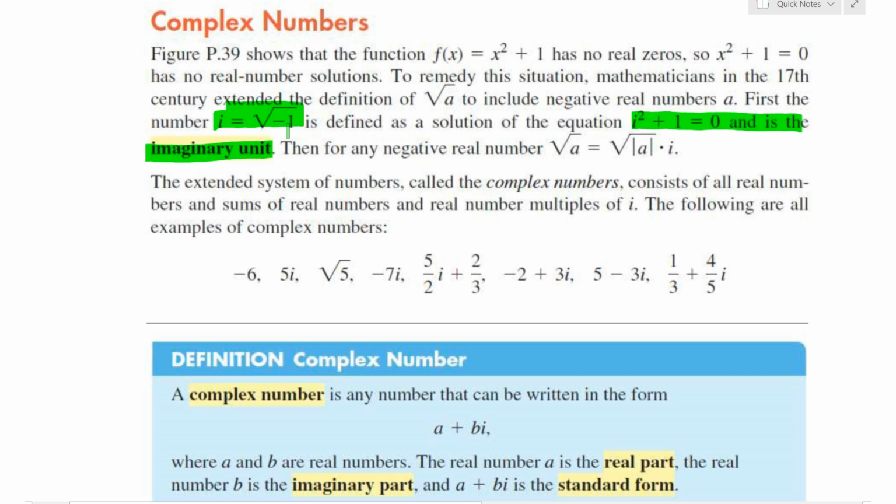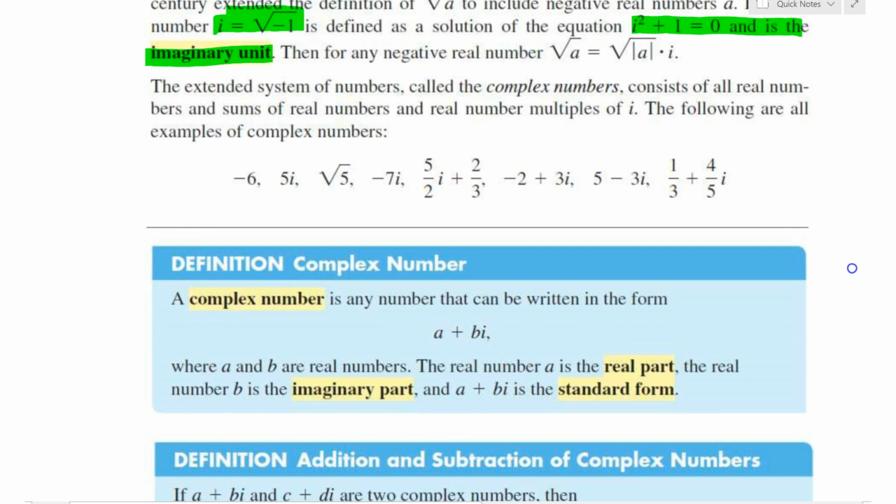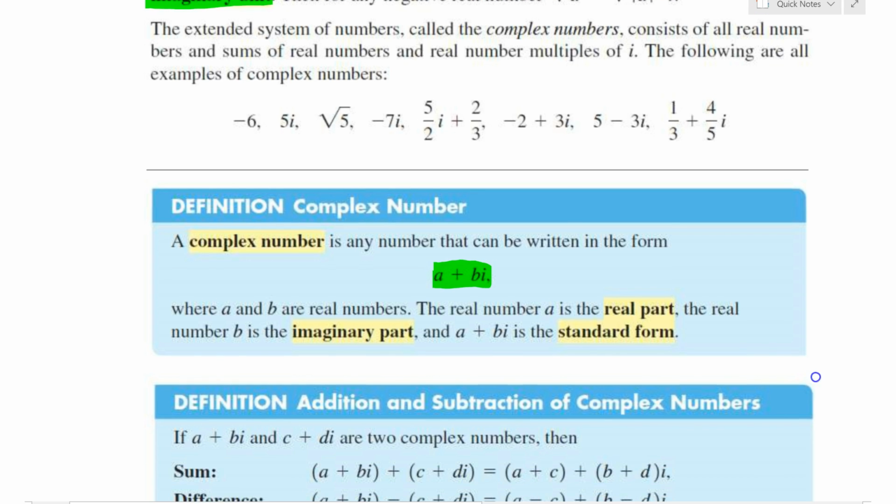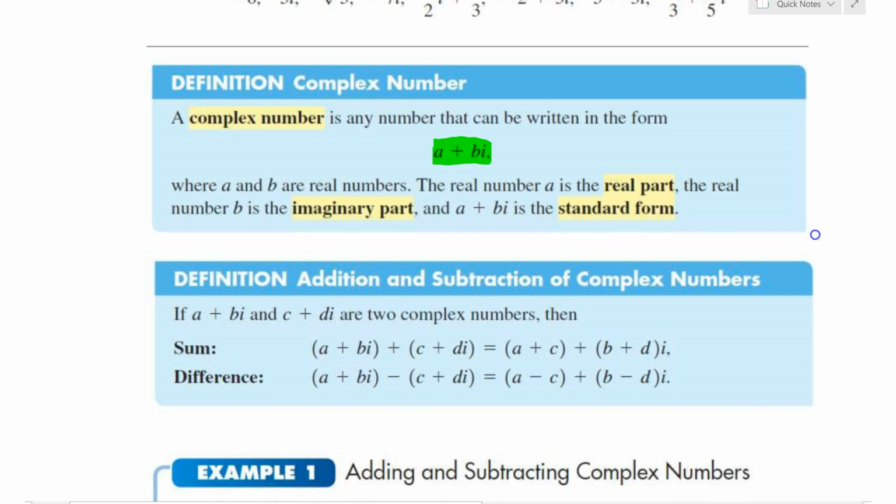Okay. So it says the extended system of numbers called complex numbers consists of all real numbers and the sum of real numbers and real number multiples of i. The following are examples of complex numbers. So you have a complex number, you have the real part, and then you have the imaginary part. So a plus bi is in standard form.